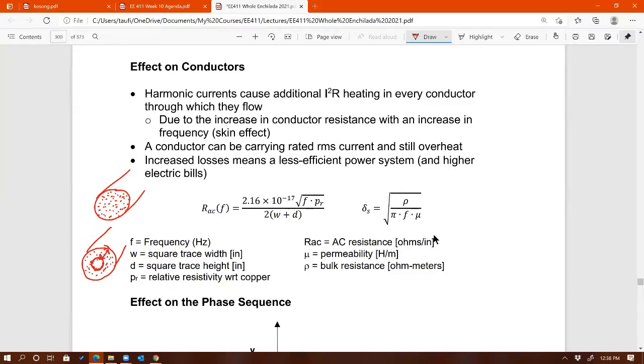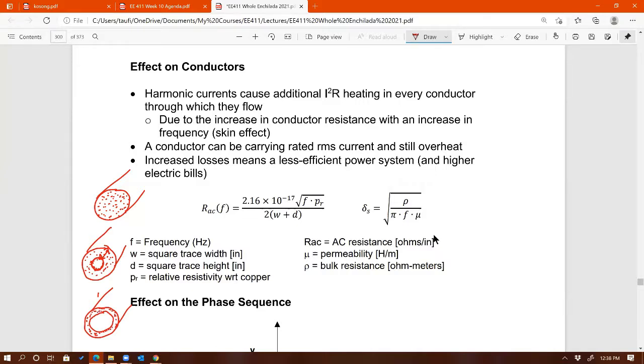You learned this in some class, 335 maybe. The higher the frequency, the smaller the skin depth. So basically electrons are pushed out more to the surface the higher the frequency, creating an even bigger halo effect.